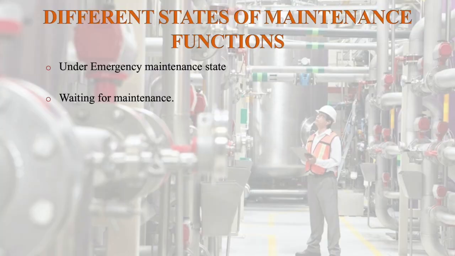And then comes waiting for maintenance. Some machines may not have importance, or their production is not important, so those machines will be kept aside for maintenance, but they will wait. Once the crew is available and some material is available, they will be repaired and provided for production purposes. These are the various states of the maintenance function.